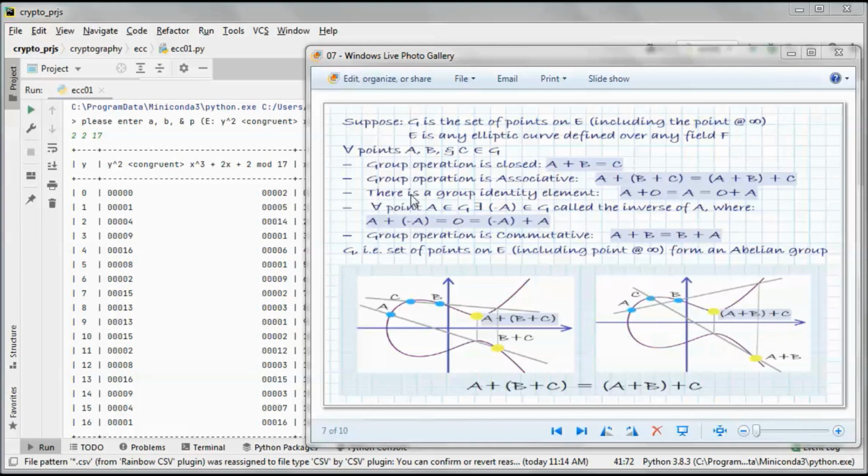And there is a group identity element, A plus O is equal to A is equal to O plus A, and for all points A in G, there exists minus A in G, called the inverse of A, where A plus (minus A) is equal to O is equal to (minus A) plus A, and the group operation is commutative, so A plus B is equal to B plus A, and G, meaning the set of points on E, including the point at infinity, form an abelian group.